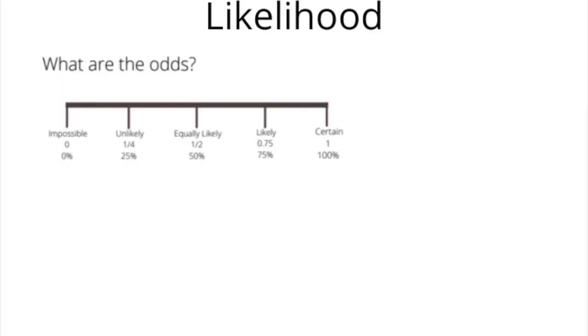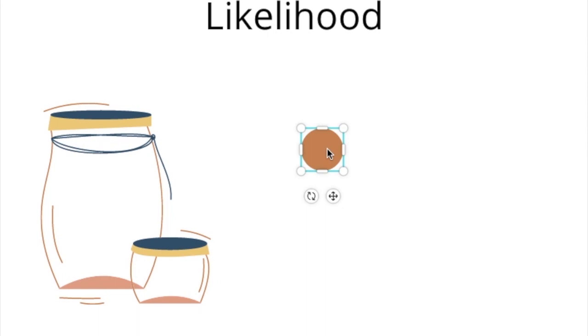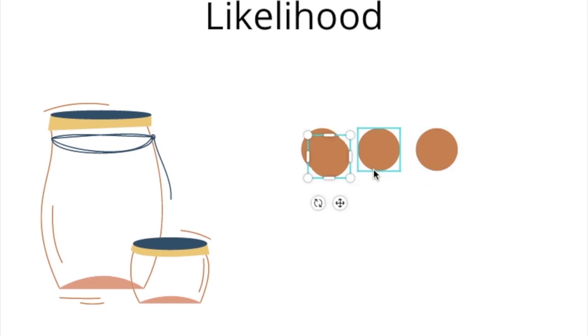But before we look at that formula, let's take a closer look at likelihood and answer this question, what are the odds? Likelihoods can be certain if there's a 100% chance of the event happening, or impossible if there's a 0% chance of the event happening. But we also have different likelihoods in the middle, unlikely, equally likely, and likely, that we'll take a closer look at later. So let's take a look at a jar and then some marbles. If I have a jar with me and an assortment of different colored marbles, what would be the likelihood of picking out a certain color marble? But in this case, I'm going to start with 6 pink marbles.